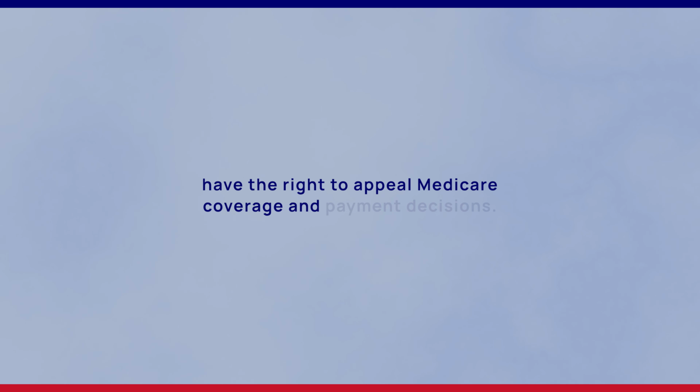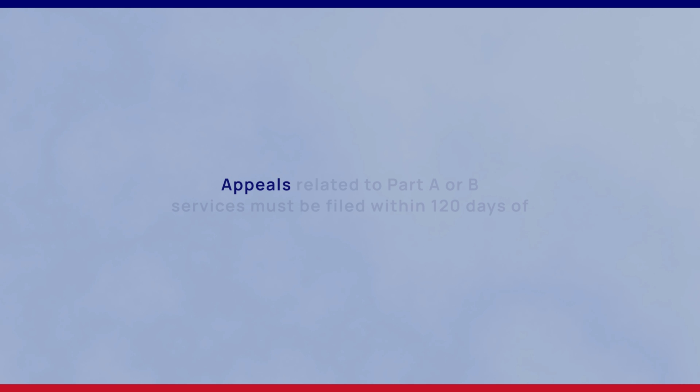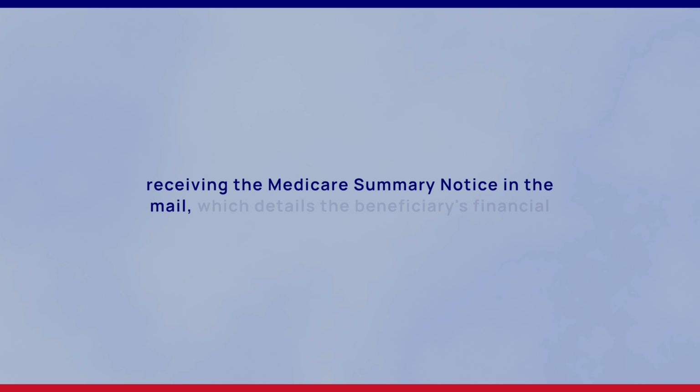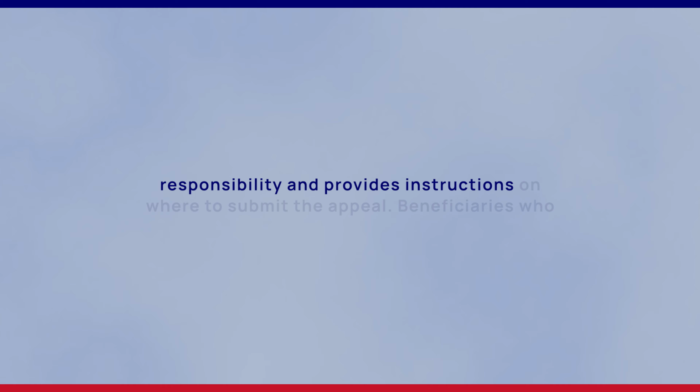Original Medicare beneficiary protections. Beneficiaries receiving Part A or Part B services through Original Medicare have the right to appeal Medicare coverage and payment decisions. Appeals related to Part A or B services must be filed within 120 days of receiving the Medicare summary notice in the mail, which details the beneficiary's financial responsibility and provides instructions on where to submit the appeal.